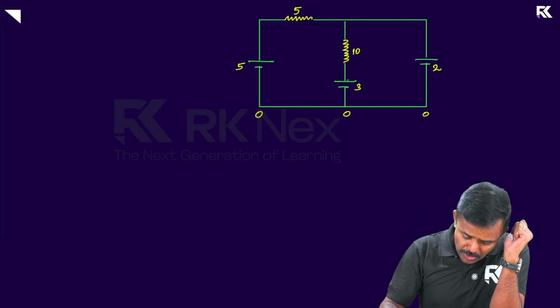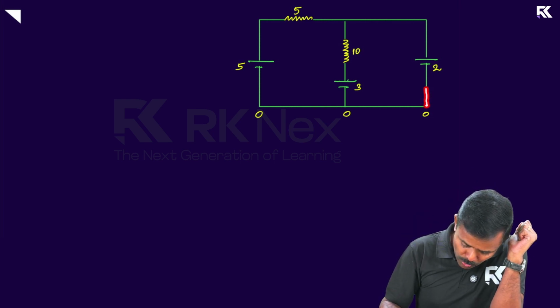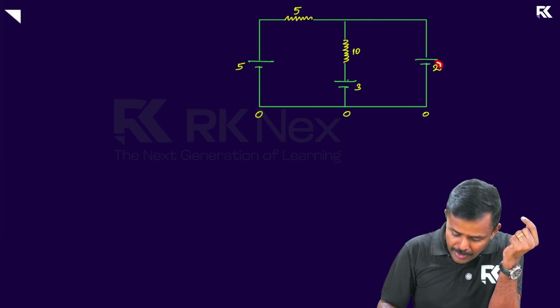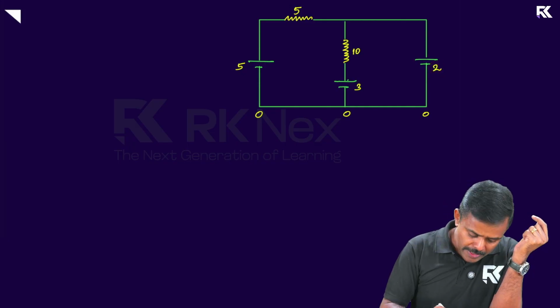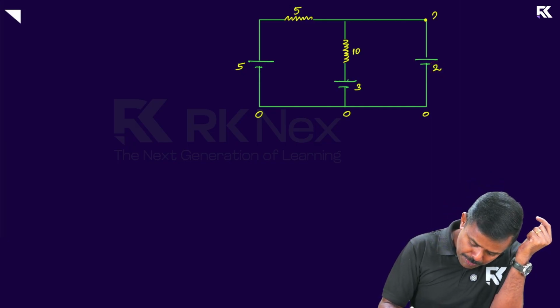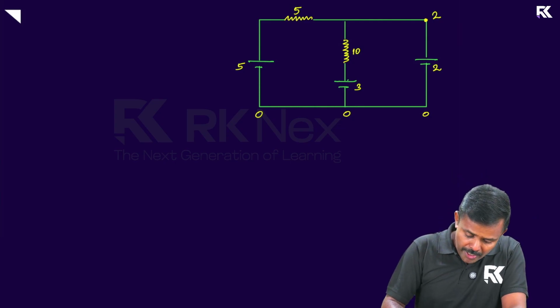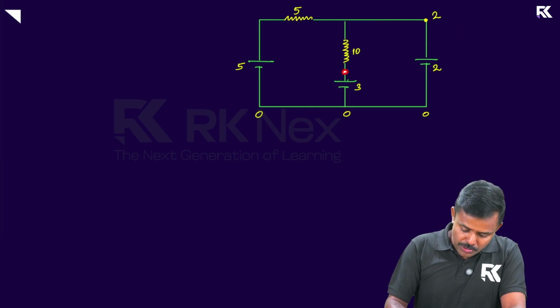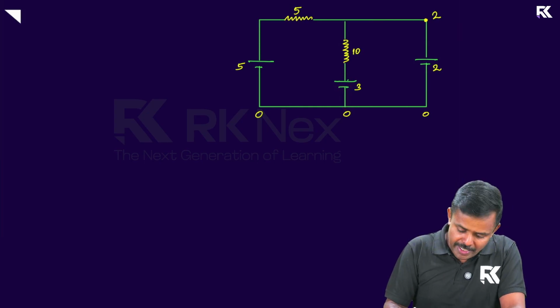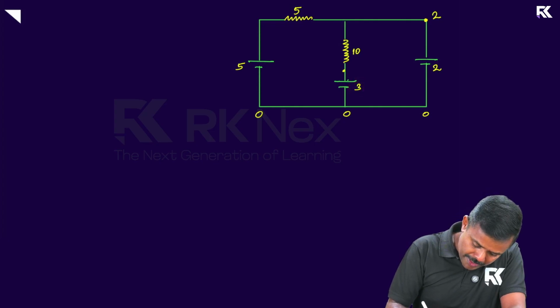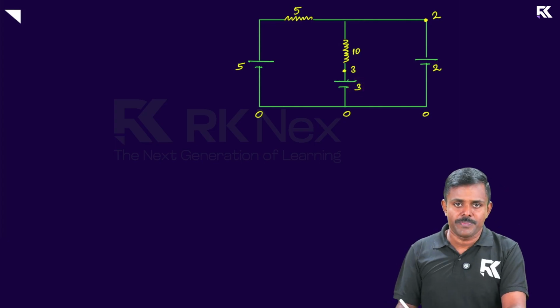So let us look at this now. I'm walking along this path and I see the negative of the cell here, which means I should raise the potential by 2. So when I come here, this point will be at a potential of 2 volts. I walk along this, I see the negative of the cell, so this point has to be at 3 volts because I'm raising the potential by 3 here.